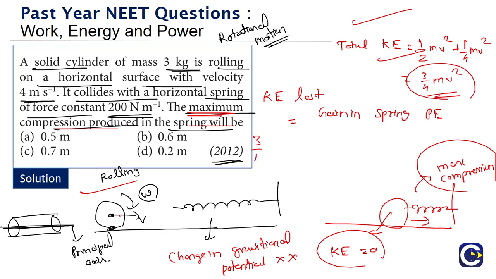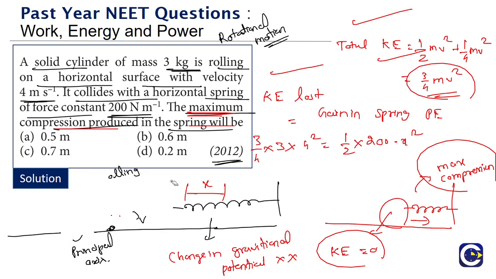So how much kinetic energy is lost by the cylinder at maximum compression? This total value, 3 by 4 into m into v square. This much kinetic energy is lost, fully. The gain in spring potential energy: if the spring is compressed by a value x, then the spring potential energy will be half into k, where k is 200, into x square. That's it. From here we will be able to get the x value.